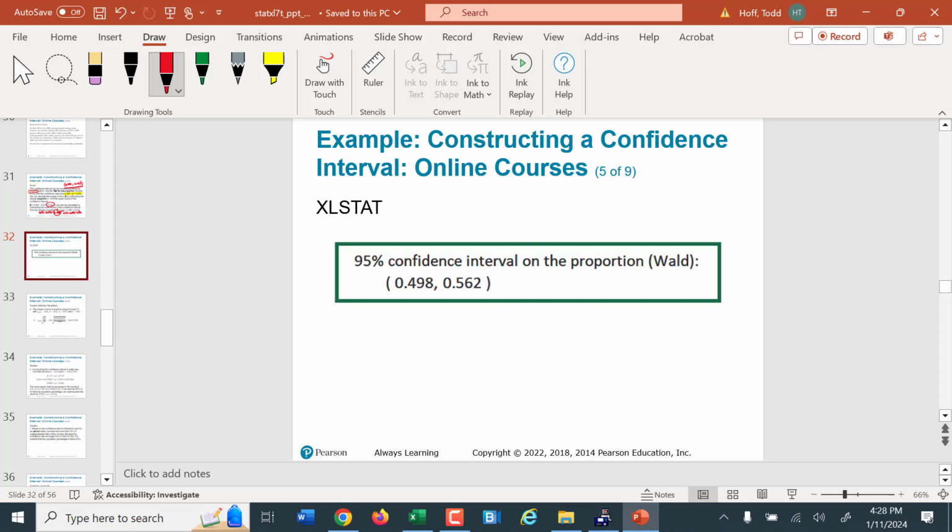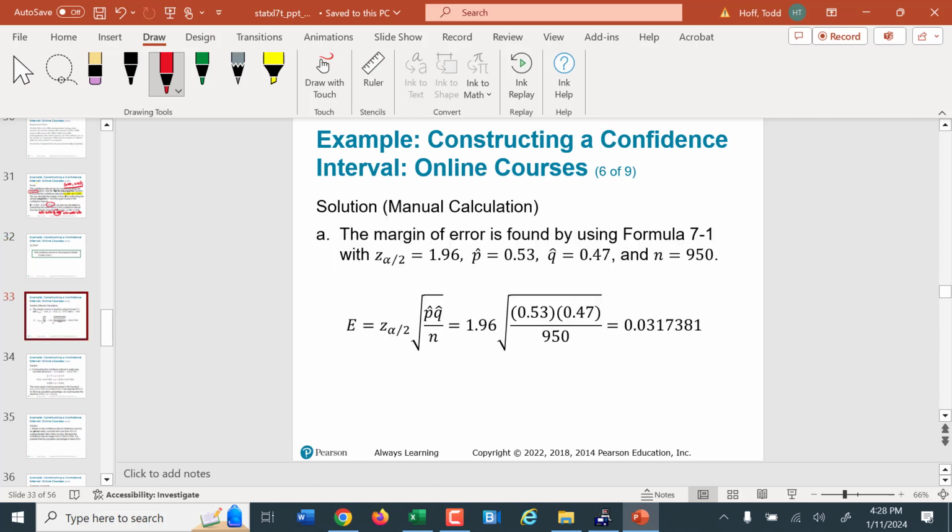So with XLStat, you could do a 95% confidence interval for a proportion, the Wald interval, and it'll spit that out. Again, I don't have XLStat capabilities on this computer. You really don't need them. It's simple enough just to type it in. And for the manual calculation, you could use the table. I prefer to use Excel to find my critical value rather than the table because the table is clunky.